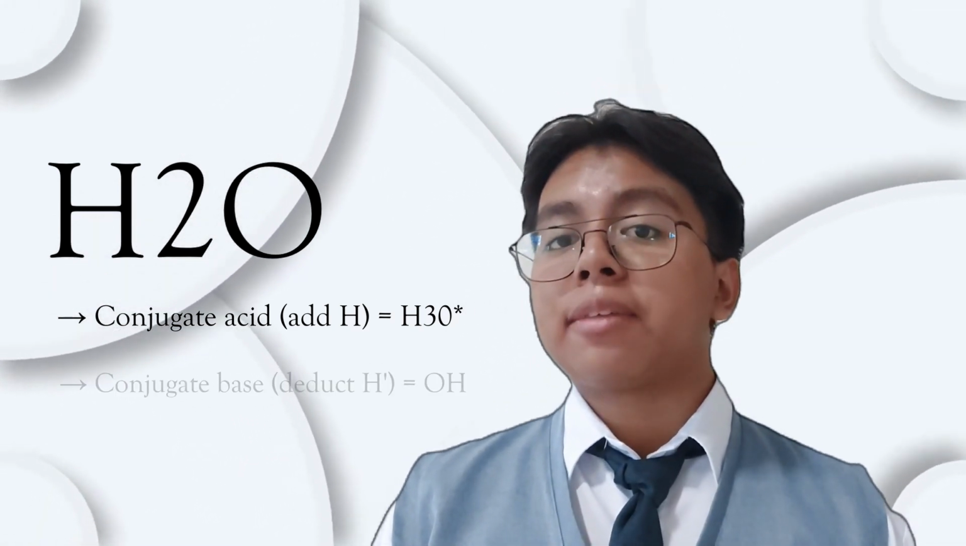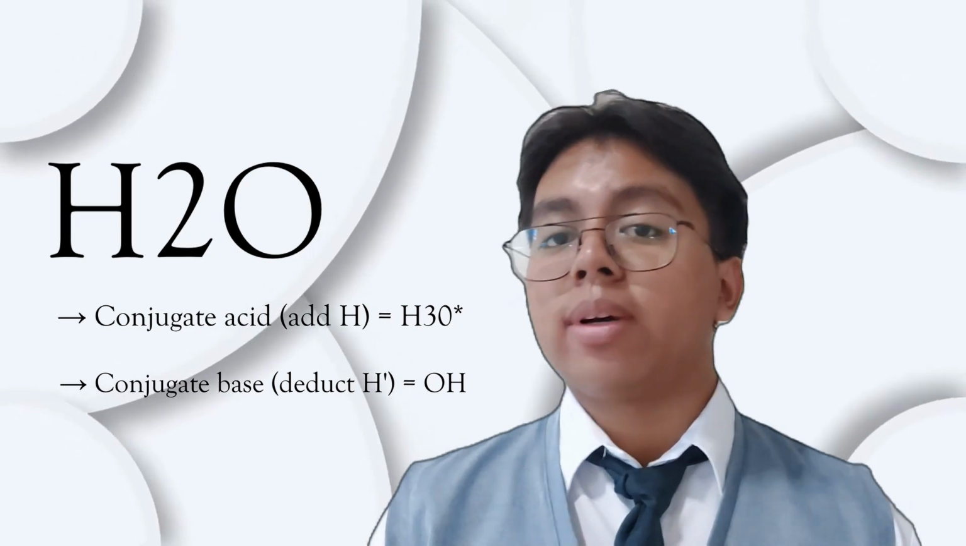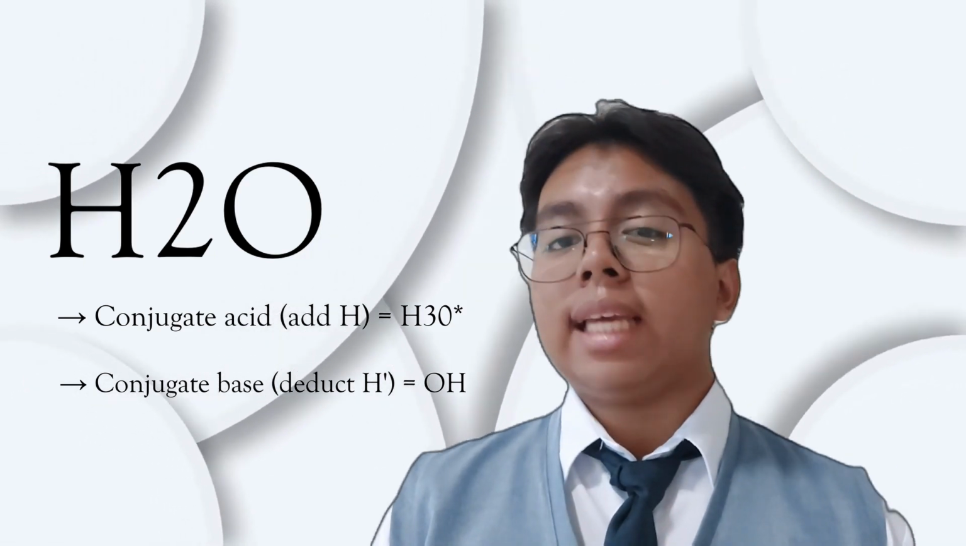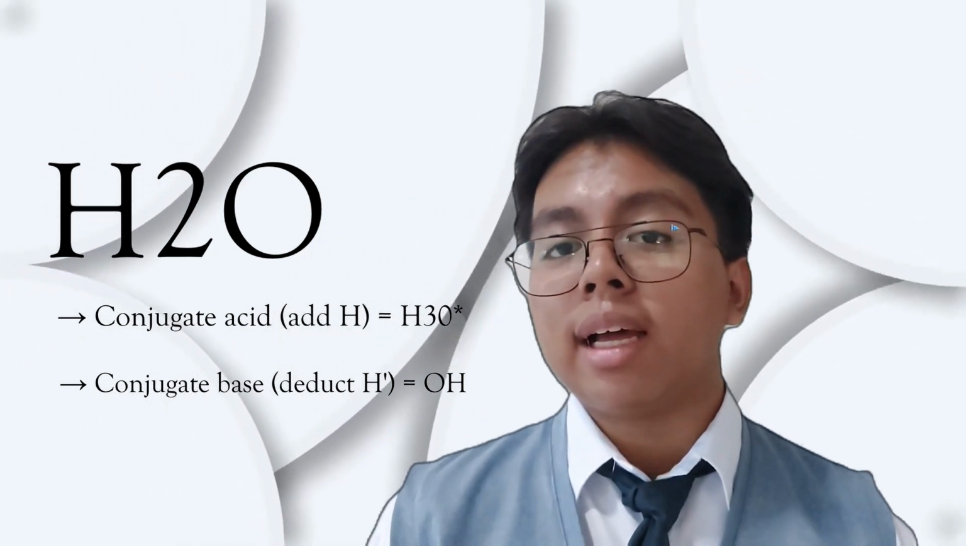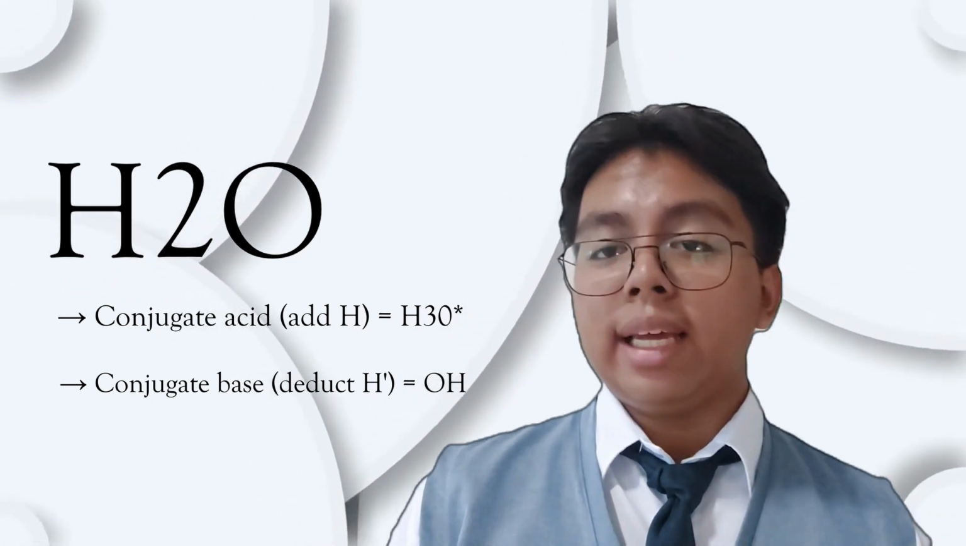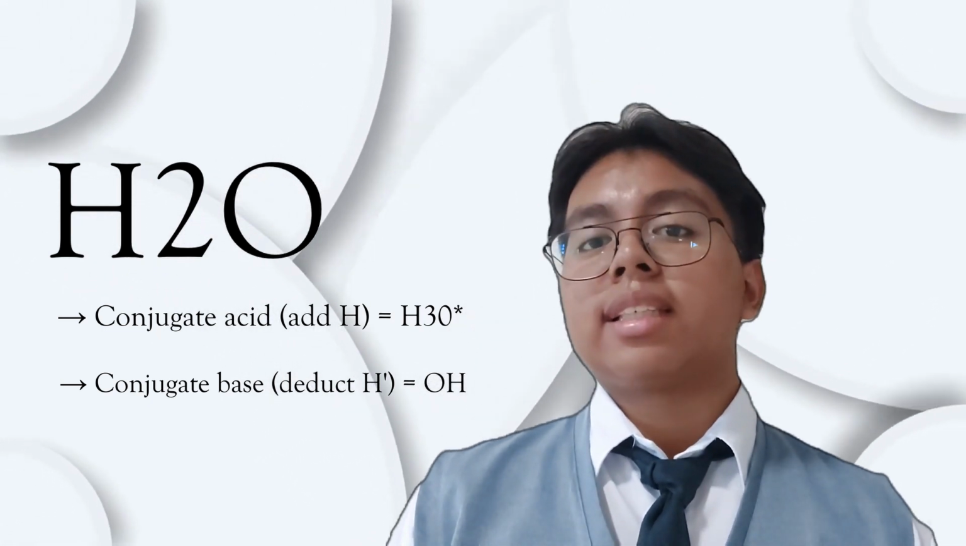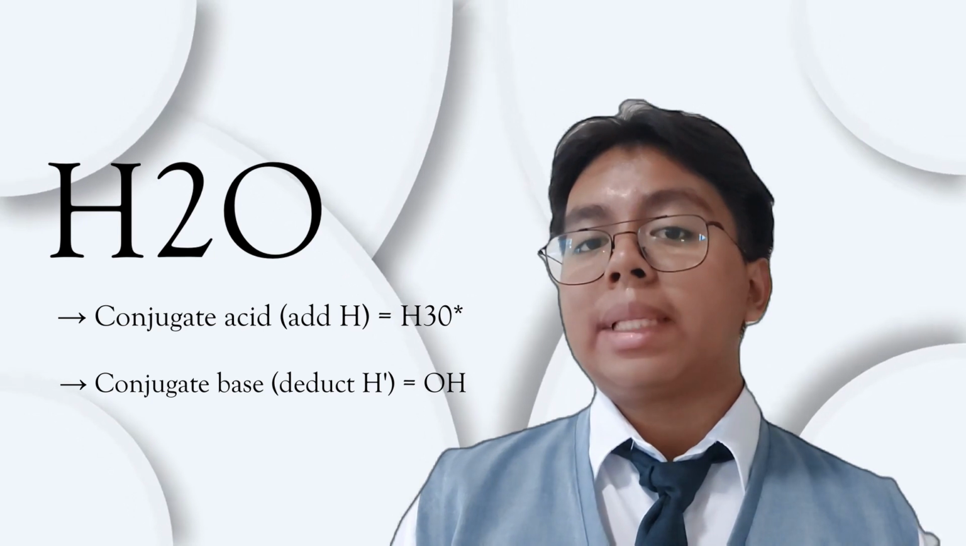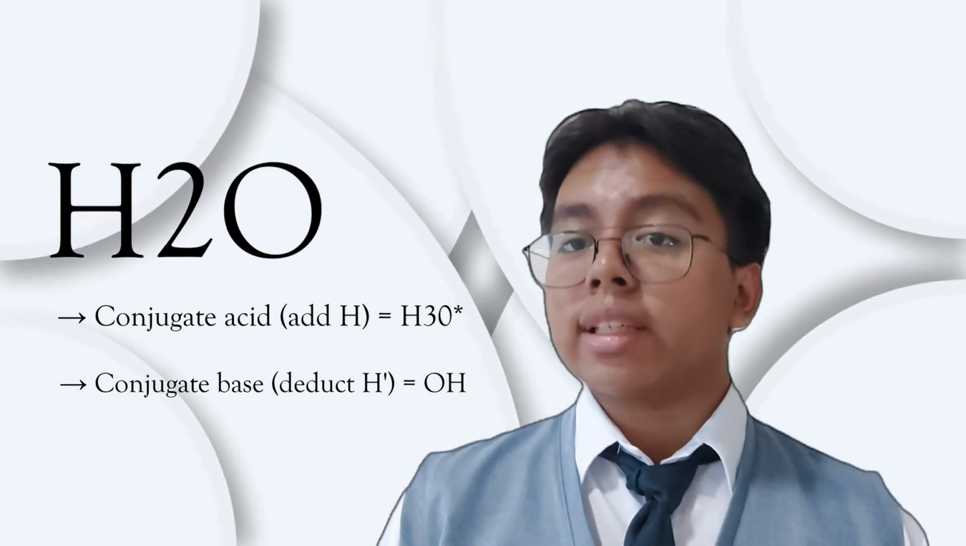On the other hand, if we were to add a conjugate base to H2O, we are to deduct the H from the chemical formula, which turns it into OH. So this is the chemical compound that is formed when the conjugate base is deducted from H2O.